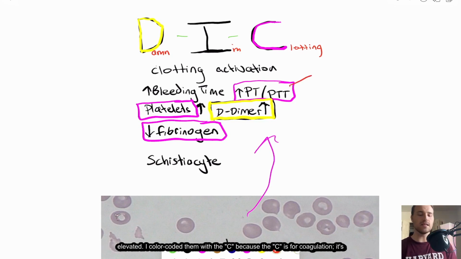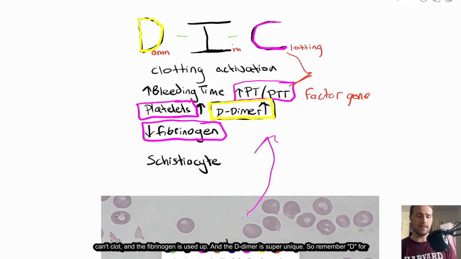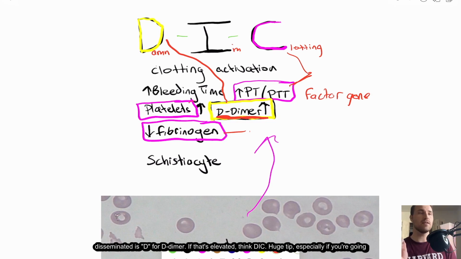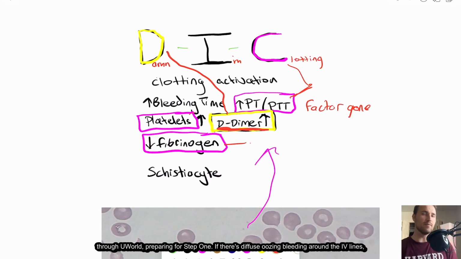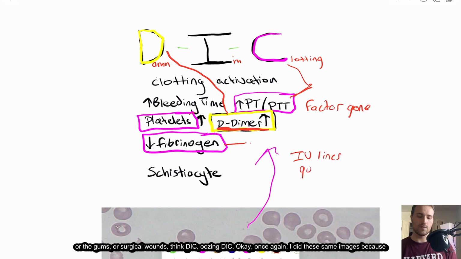So this one is special, guys, because look at this. The PT and PTT are elevated. I color-coded them with the C, because the C is, you think, coagulation, because it's disseminated intravascular coagulation. Damn, I'm clotting. So this C thing right here relates to these signs. Increased platelets, they're trying to do their thing. The PT and PTT are elevated. Why? Because these factors are gone, dude. They've been used up. And so you can't clot, and the fibrinogen is used up. And the D-dimer is super unique. So remember, D for disseminated is D for D-dimer. If that's elevated, think DIC. Huge tip, especially if you're going through UWorld, preparing for Step 1. If there's diffuse oozing, bleeding around the IV lines, or the gums, or surgical wounds, DIC.